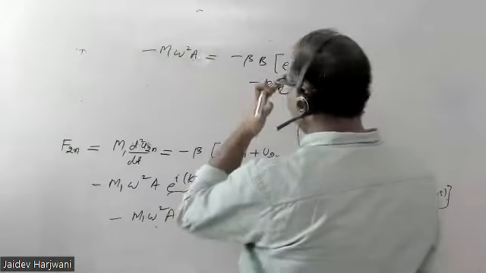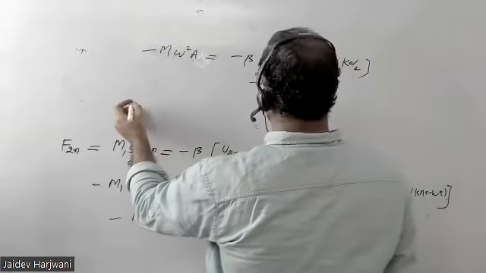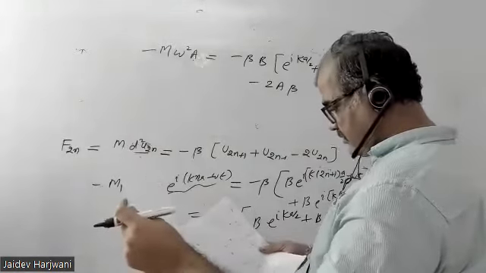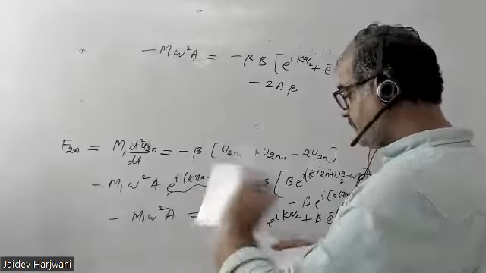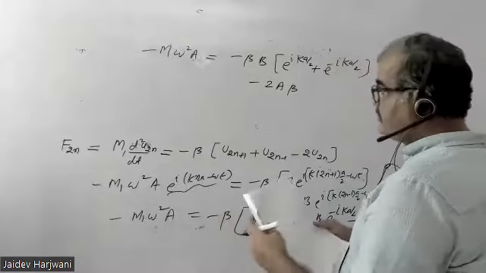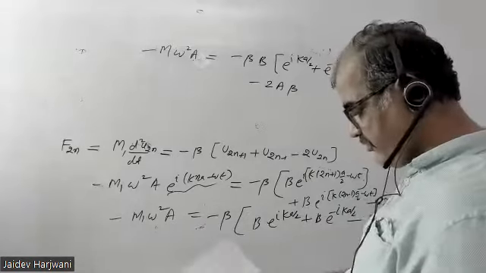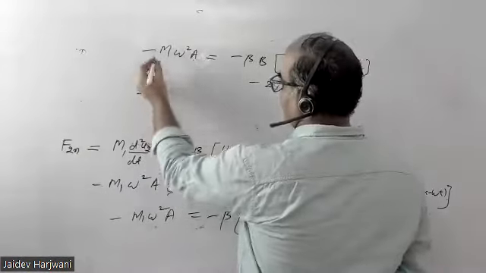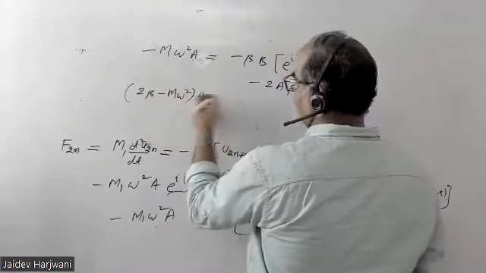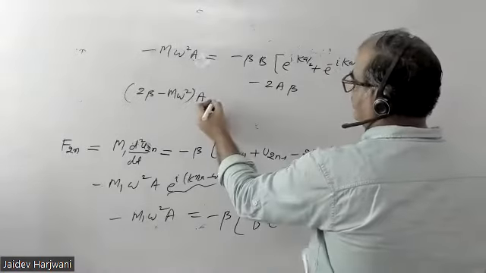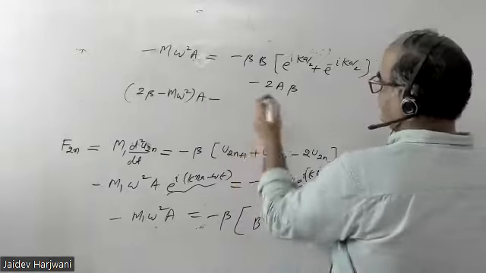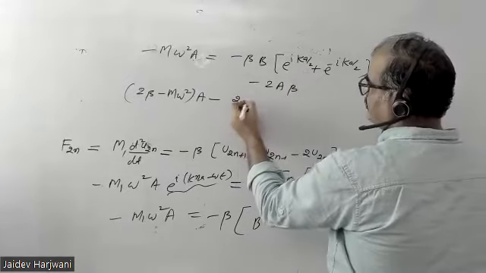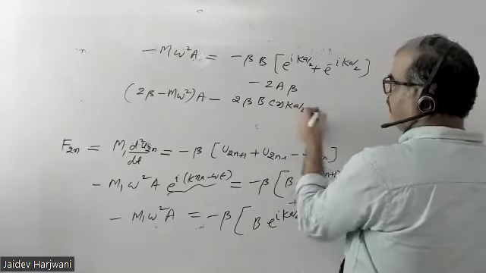So now I'll take this A there and make the equations. The final equation I'm writing now, you will tell me whether it is correct or not. So I can write this becomes positive 2 beta minus m omega square, coefficient is A. Similarly here 2 beta, this I can write as 2 cos ka by 2, so this is 2 beta B cos ka by 2 equals 0.